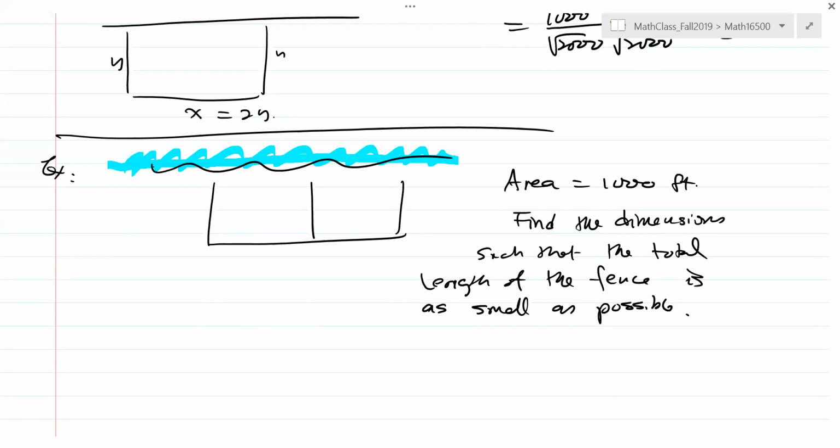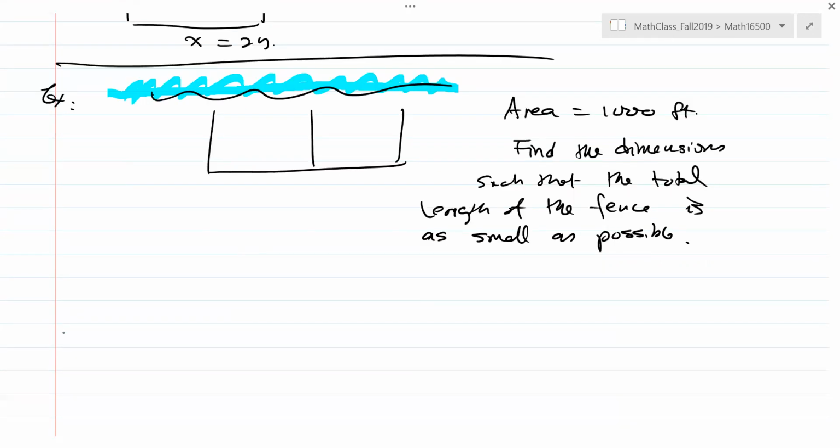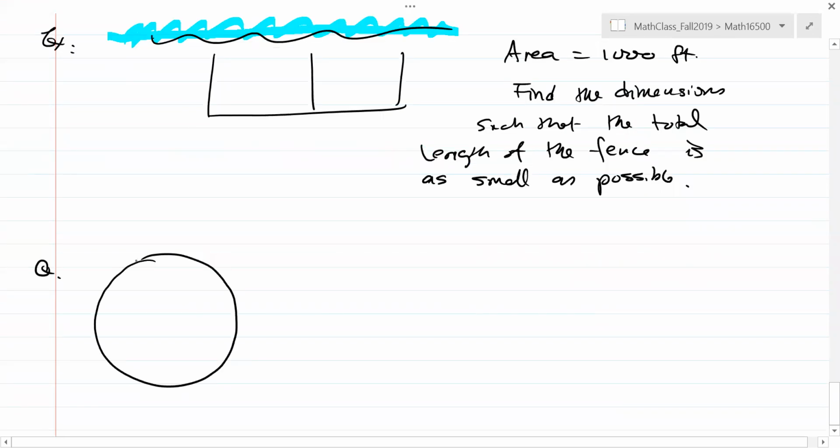Okay, so this is an exercise, okay? When you get home. So my next problem is, I have a circle, okay? I can assume that I have a circle with radius 1.